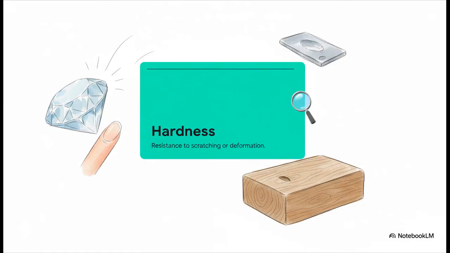And let's wrap up our little catalog with hardness. This is pretty straightforward. It's just how well a material resists getting scratched or dented. A diamond is famously hard, right? It can scratch steel no problem. A piece of wood, not so much. This resistance to being damaged is another one of those crucial clues to a material's true identity.